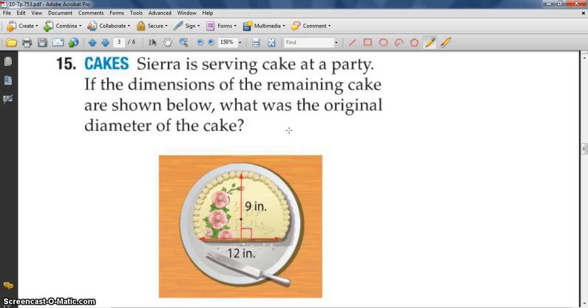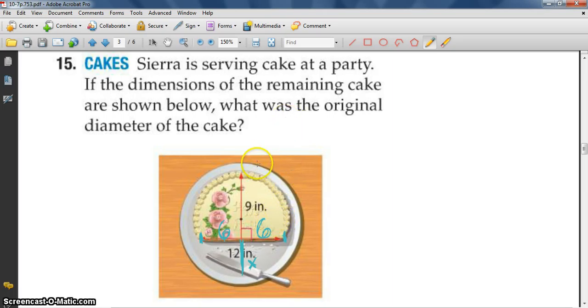Number 15, Sierra is serving cake at a party. If the dimensions of the remaining cake are shown below, what was the original diameter of the cake? So my diameter, which goes through the center, the rest of it would be right here. So we'll call that part X. Now, if this chord has a length of 12 and my diameter is perpendicular to it, then it will bisect it. So half of 12 would be 6 here and 6 there.